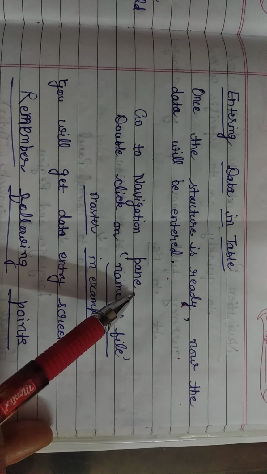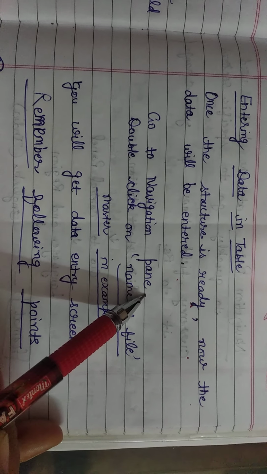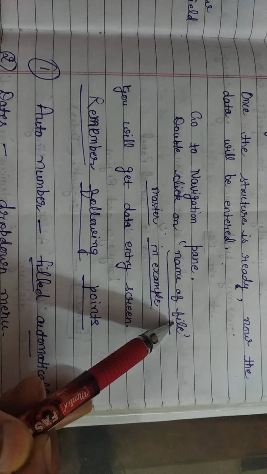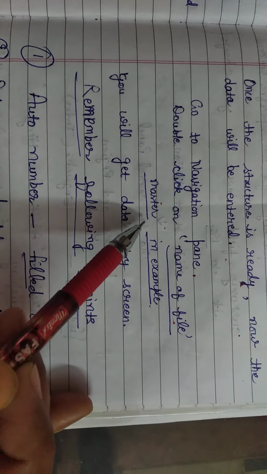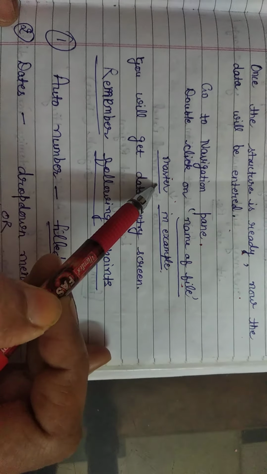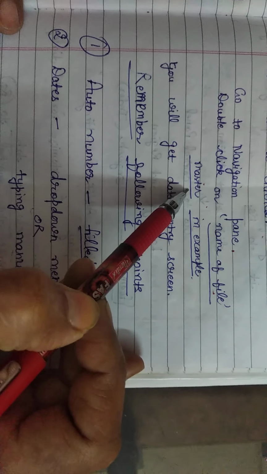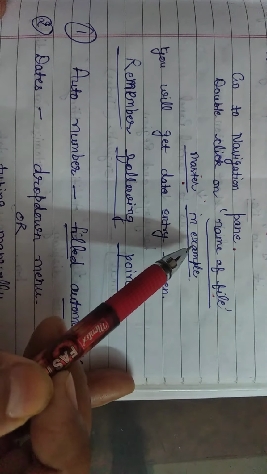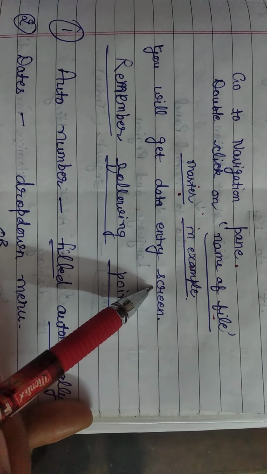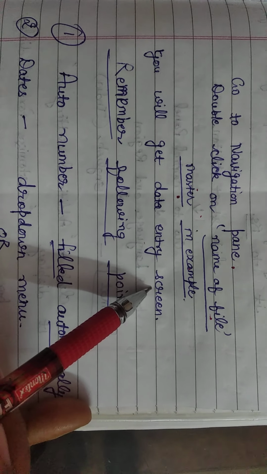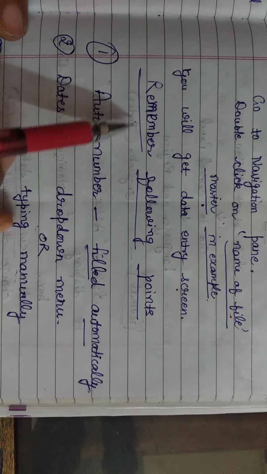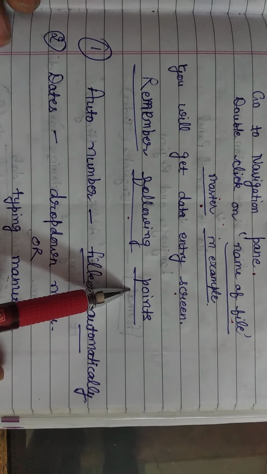Go to the navigation pane, that is on the left side. Double click on the name of the file. For example, Master we have taken in the book. So this name will be written there in the navigation pane. When you double click on it, you will get the data entry screen on which you will enter the data.